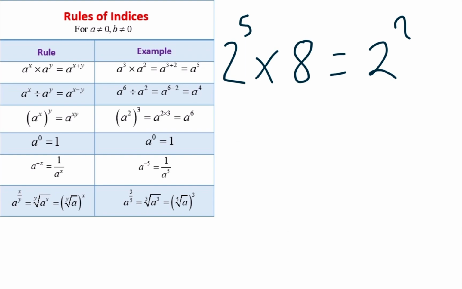There are some high-level GCSE questions that come up on indices. I've only gone through basic rules, but I'll go through one with you, a really popular one. I'll show you maybe another one in a sec. And it was like this. It was 2 to the power of 5 times 8 equals 2 to the power of n. What is the value of n?